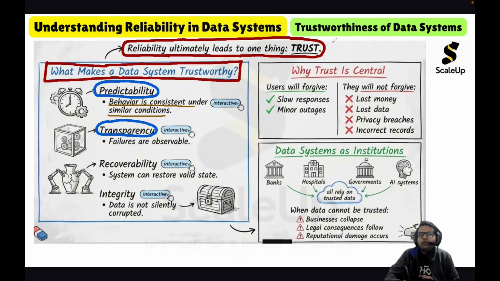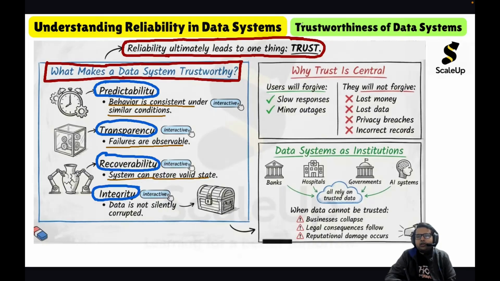Failures are observable. So if the system is predictable, transparent, and recoverable, meaning the system can restore valid states, that is recoverability. And integrity: data is not silently corrupted. That is integrity. So a data system is trustworthy if it is predictable, transparent, recoverable, and integrity is there. Then we can trust the system.